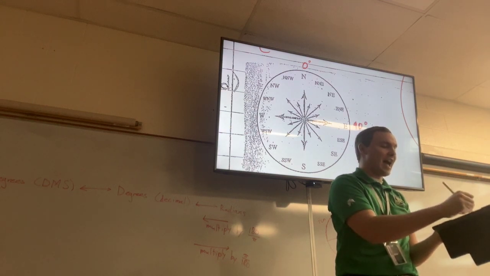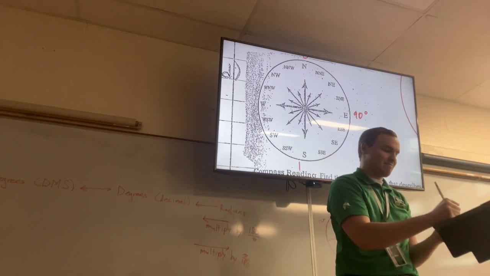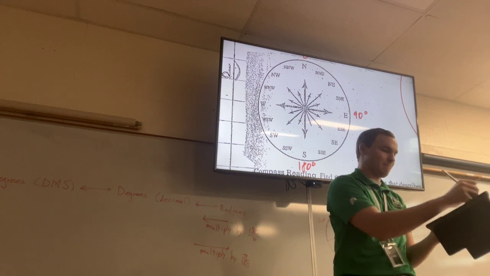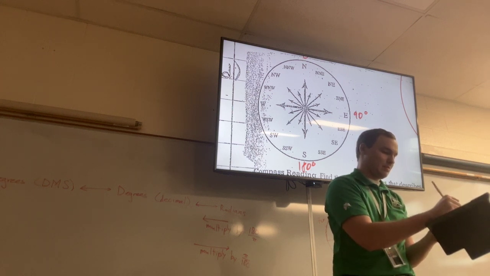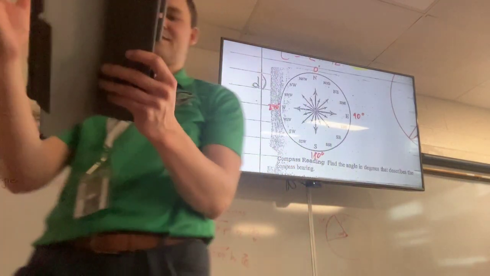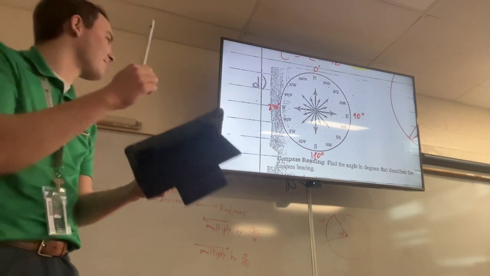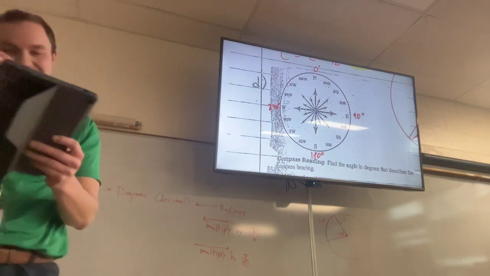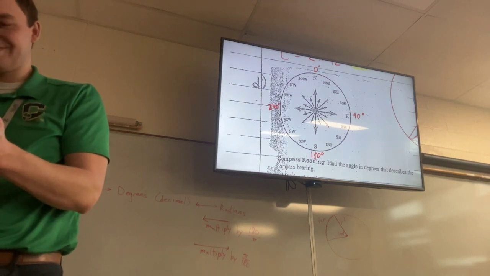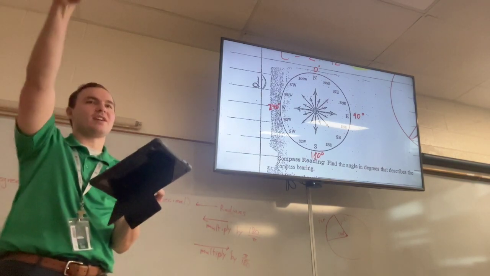What would halfway around the circle be? 180, yeah. And then what would 3/4 of the way around be? 270, yeah? All right. So do we feel comfortable about north, east, south, and west?